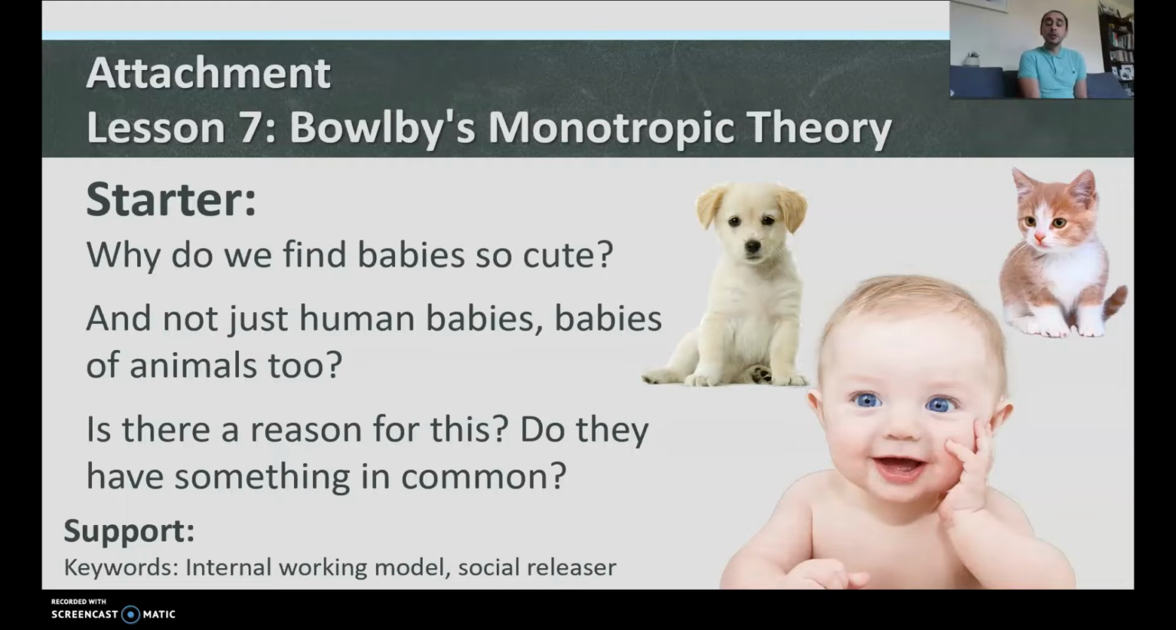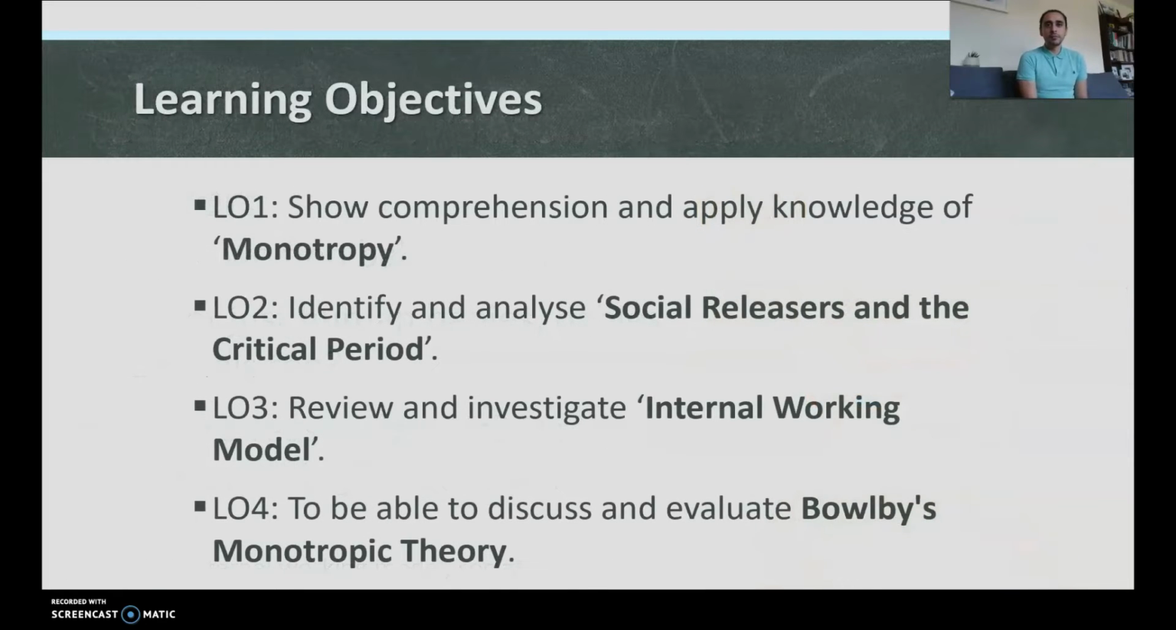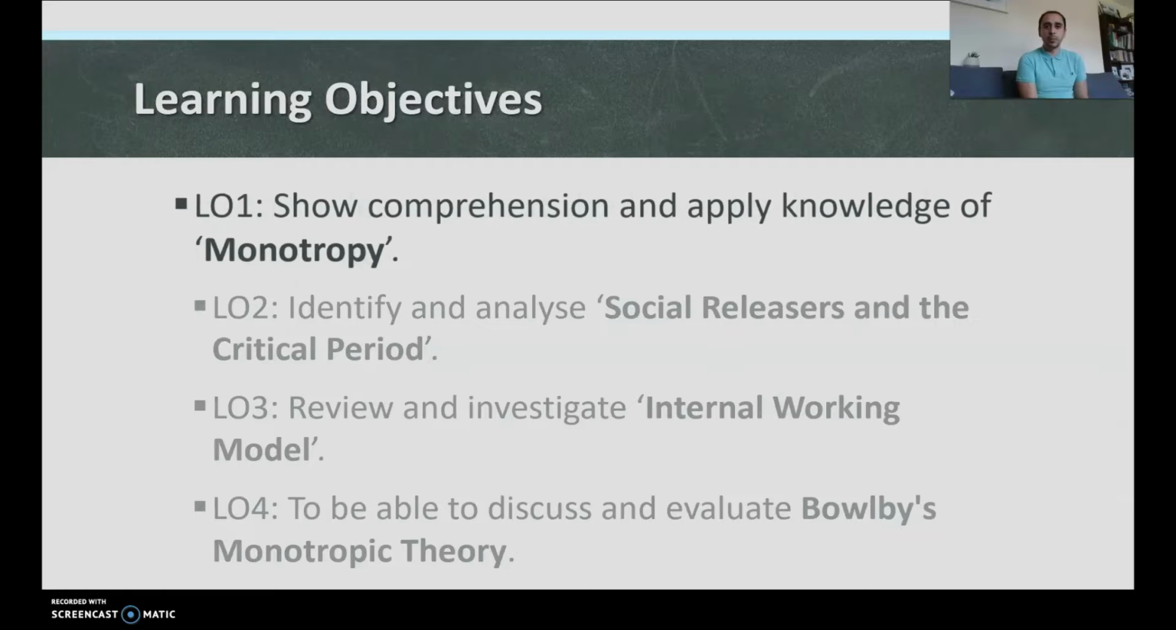Okay, we're going to learn a few key terms today. We've got 4 learning objectives today. We're going to have a look at showing comprehension and applying knowledge of monotropy. Learning objective 2, identify and analyze social releasers and the critical period. We've heard that term before. 3, review and investigate the internal working model. And then finally, discuss and evaluate Bowlby's monotropic theory. Let's start with monotropy.